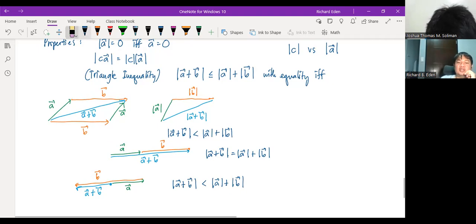So from the triangle inequality, we see that equality occurs if and only if A and B are going in the same direction. Have the same direction. So it's not enough that they're parallel because we see that, okay, if they're parallel but in opposite directions, then the inequality is going to be strict.